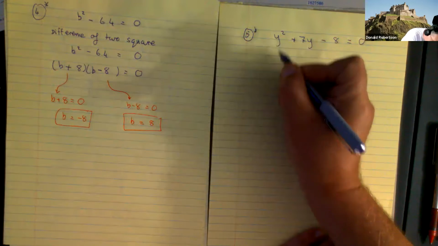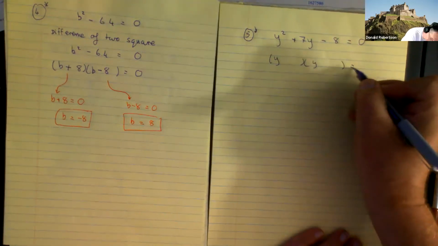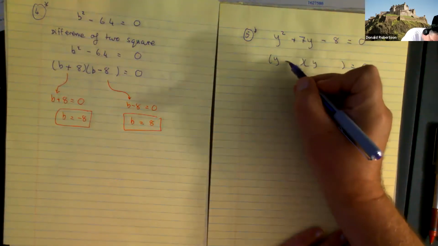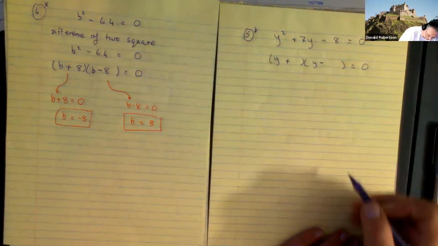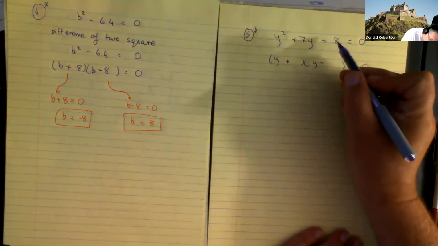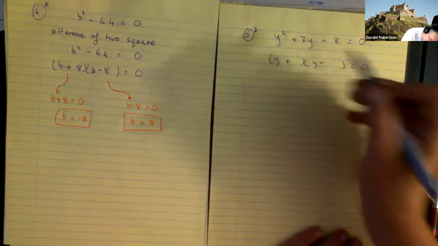Trinomial quadratic. Since it has a y squared, I know it's going to be y and y. Since this number is negative, I know that it's going to be a plus or a minus. And I am looking for two numbers that multiply together that give me negative 8, but when I add those two numbers, I get plus 7.